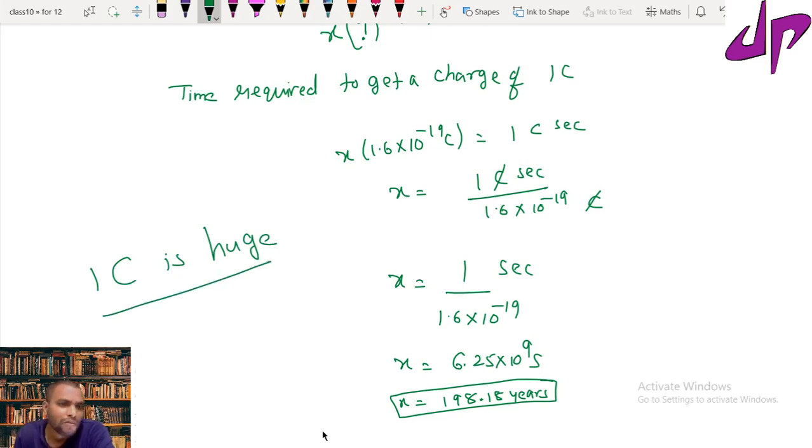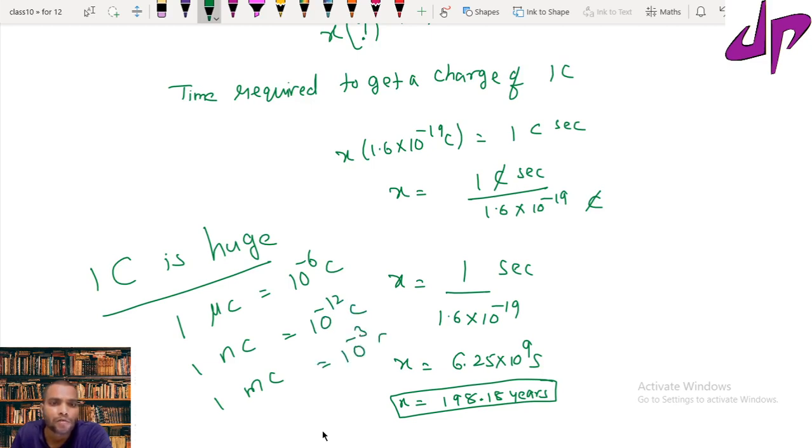That's why we like to use lower units of charge, like 1 microcoulomb, 1 nanocoulomb, and 1 millicoulomb. Micro means 10 power minus 6 coulombs, nano 10 power minus 9 coulombs, and milli 10 power minus 3 coulombs. So 1 coulomb of charge is a huge amount, the higher unit of charge. We would like to use lower units: microcoulombs, nanocoulombs, and millicoulombs.